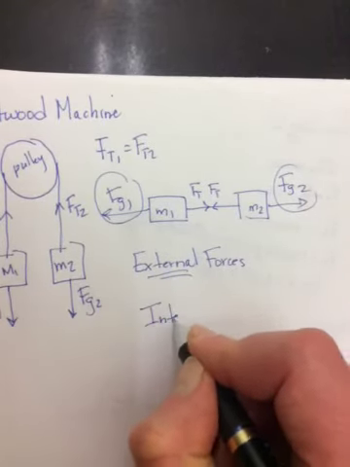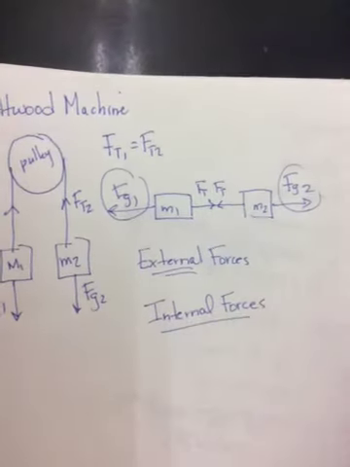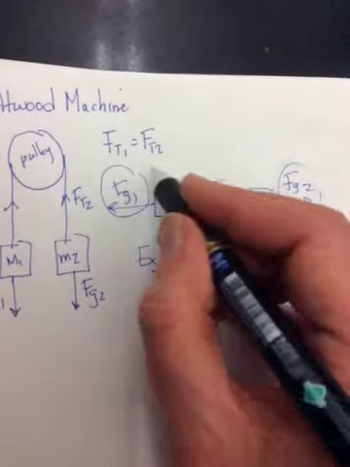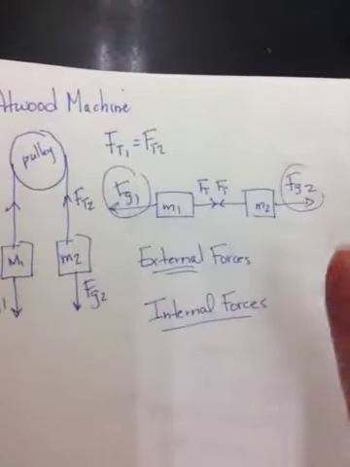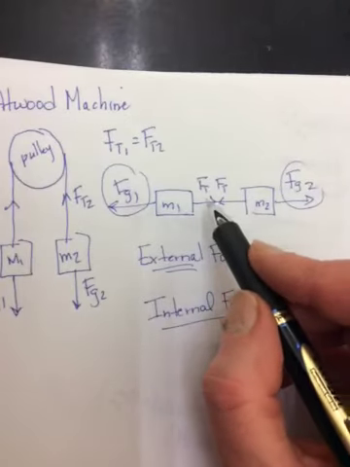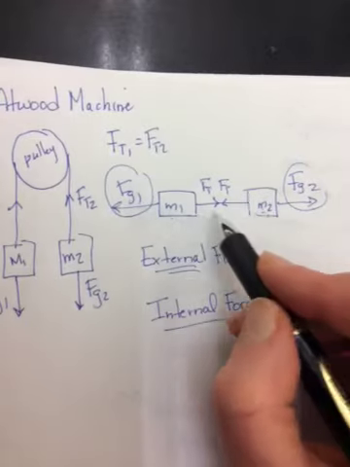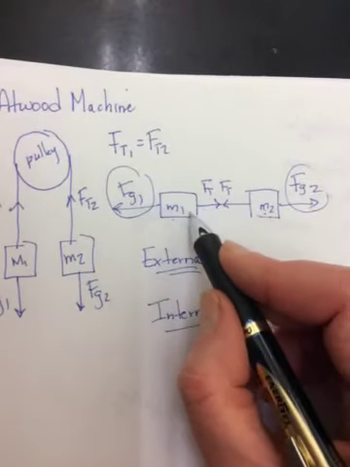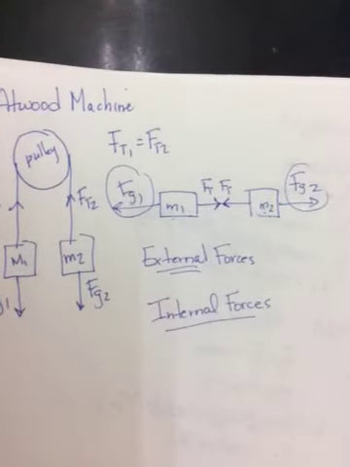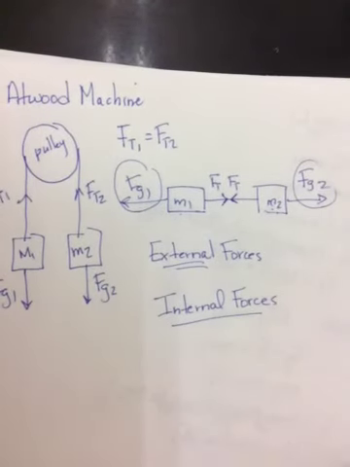We also have internal forces. And internal forces are forces that act between the objects in the system. So this whole system is like M1, M2, and the pulley, which is massless and frictionless, so we can ignore it. So the internal forces are forces that act between the objects of the system, and they do not affect the motion of the system. So they act between the objects, like these FTs, and they don't affect the overall motion of the system because they really end up canceling each other out when we're looking at the whole thing.